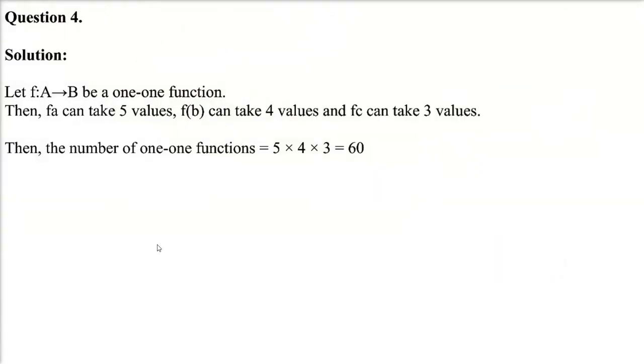Question number 4. If A is equal to {a, b, c} and B is equal to {-2, -1, 0, 1, 2}, write the total number of 1-1 functions from A to B. There are multiple ways to do it. I'll tell you all the ways, because this can be thought of in a different way. This is not a relation or function problem. This is a basic mathematical problem.